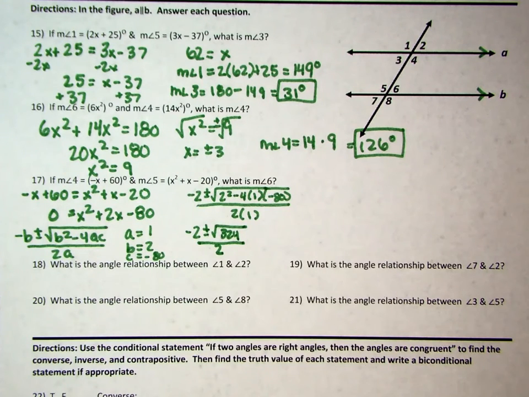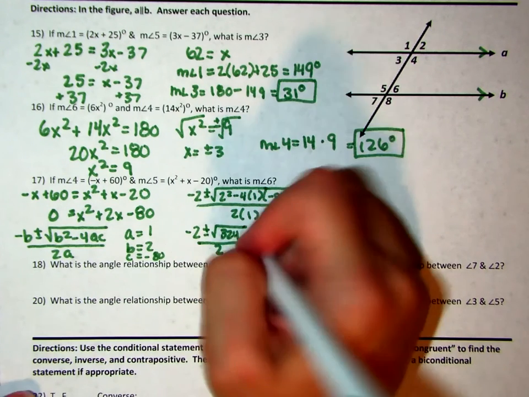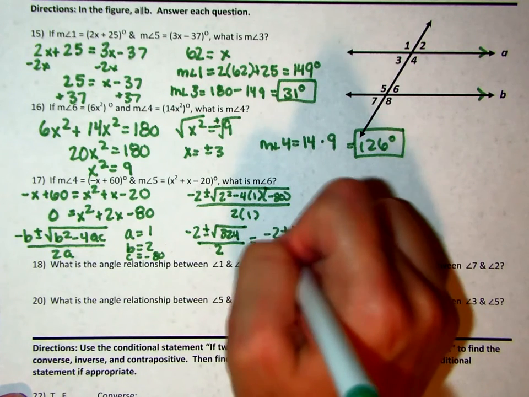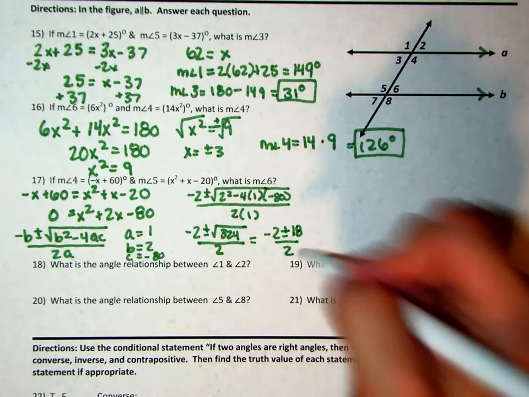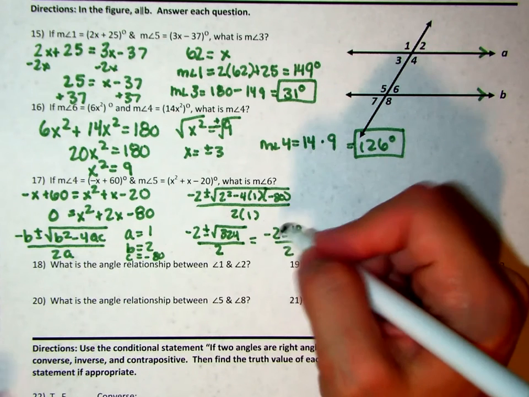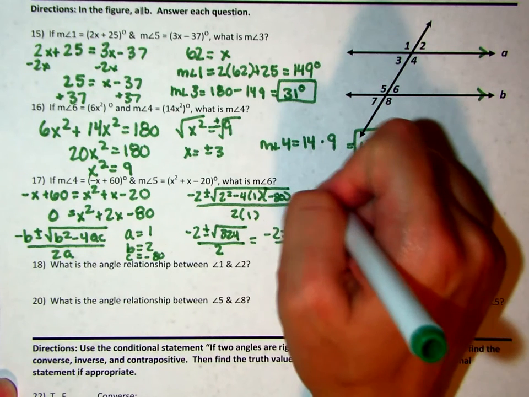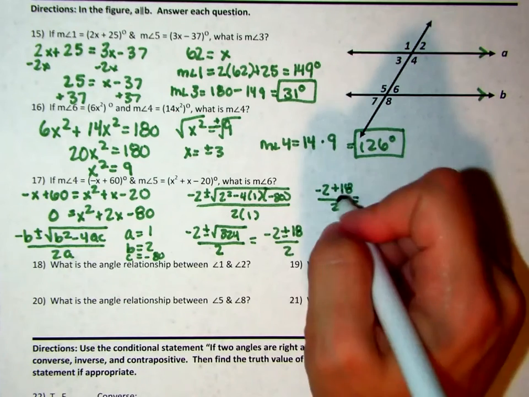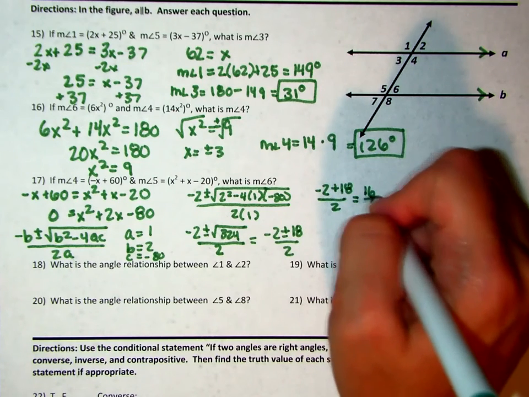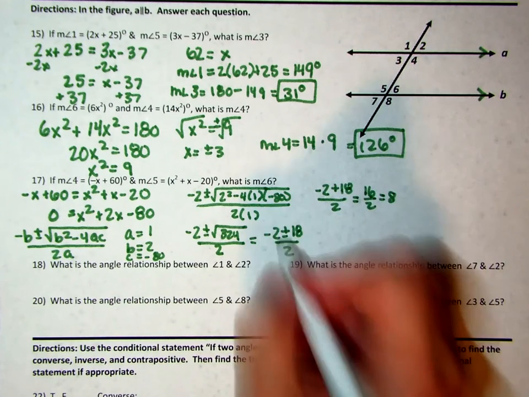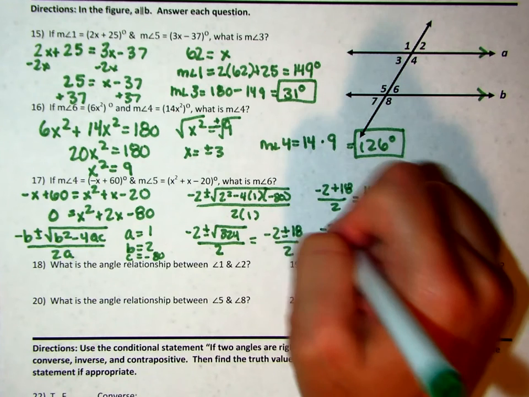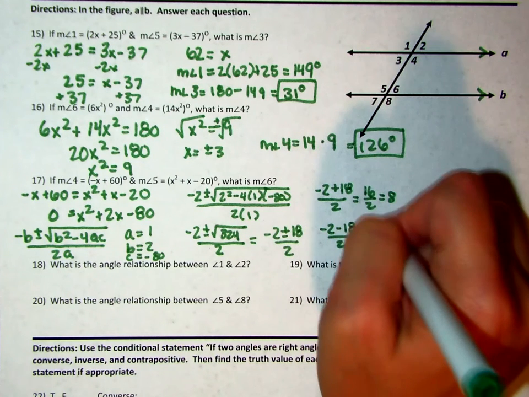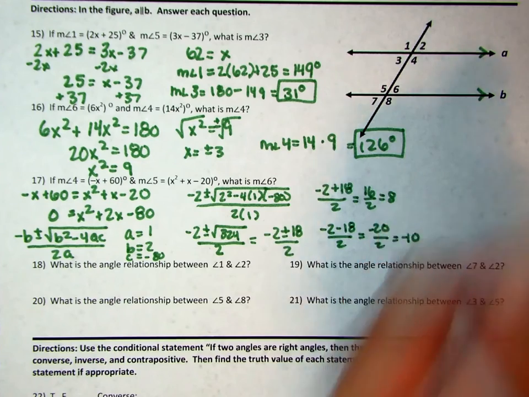The next thing I can do is take the square root of 324, which gives negative 2 plus or minus 18 over 2. So now we're ready to find out what those numbers are going to be. The first one is negative 2 plus 18 divided by 2. Negative 2 plus 18 is 16, divided by 2, which is 8. The next one would be negative 2 minus 18 divided by 2, which is negative 20 on the top divided by 2, which is negative 10.